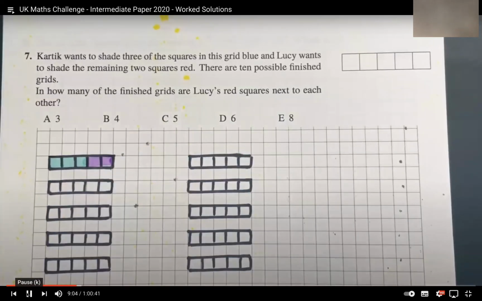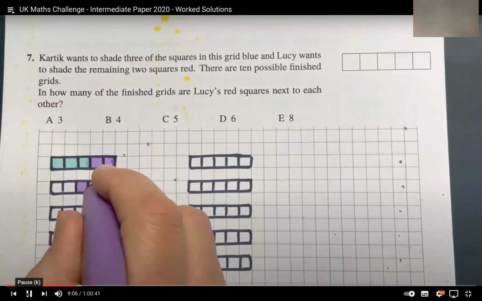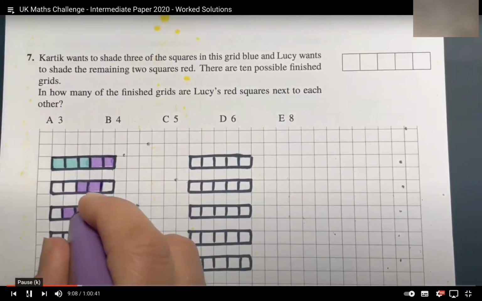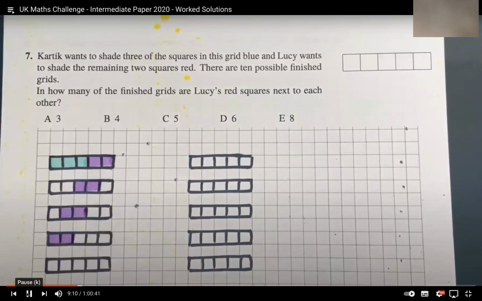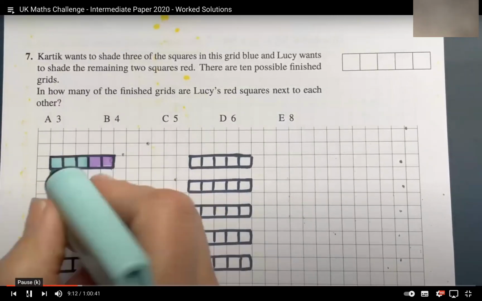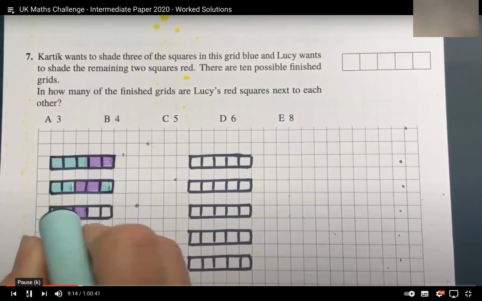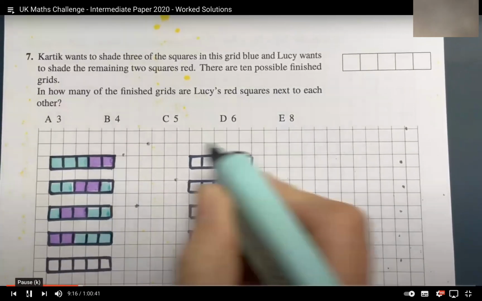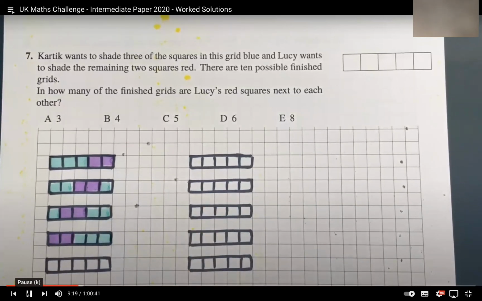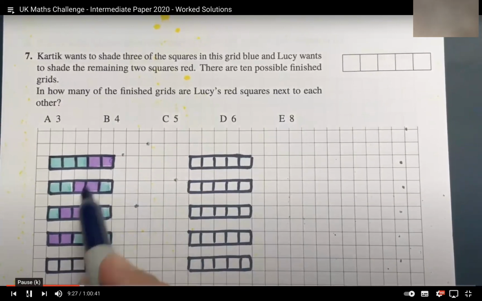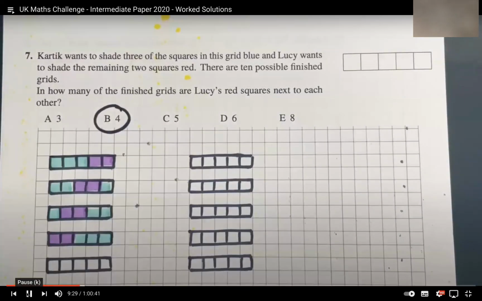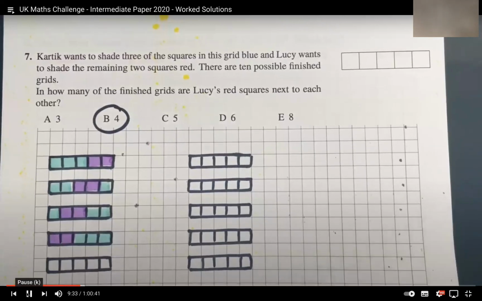All right, we've got 2 red together here, 2 red together here, 2 red together here. And to be honest, I didn't need to draw the other 6 configurations. They're not relevant, they don't help me, because there's no other way I can have 2 red squares together. So I have 4 potential solutions. So the answer to question 7 is B and 4.